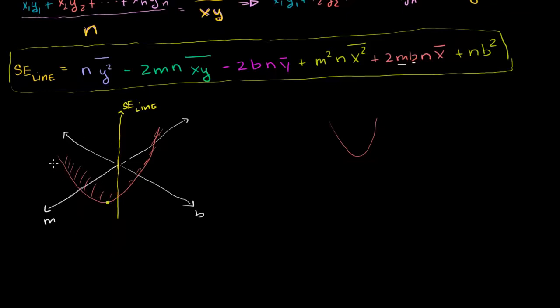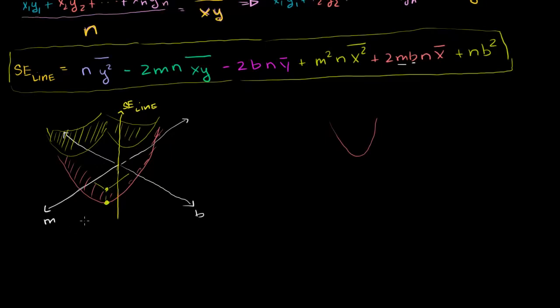Notice this is a three-dimensional surface, so I don't know if I'm doing justice to it. You could imagine a three-dimensional surface that looks something like this. This is the back part that you're not seeing. So that's the inside of our three-dimensional surface. We want to find the m and b values that minimize the value on the surface. So there's some m and b value right over here that minimizes it.